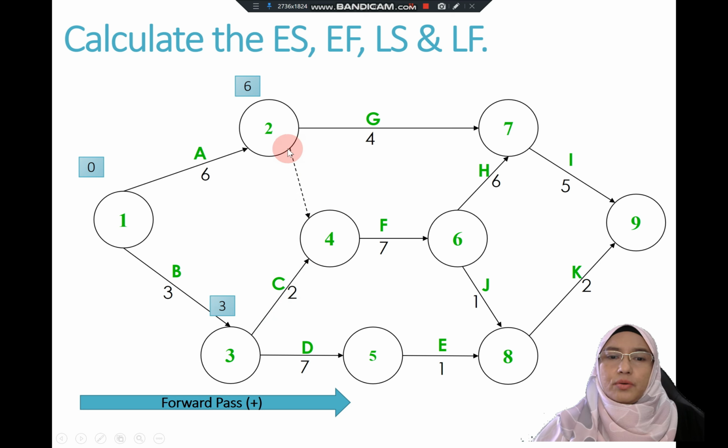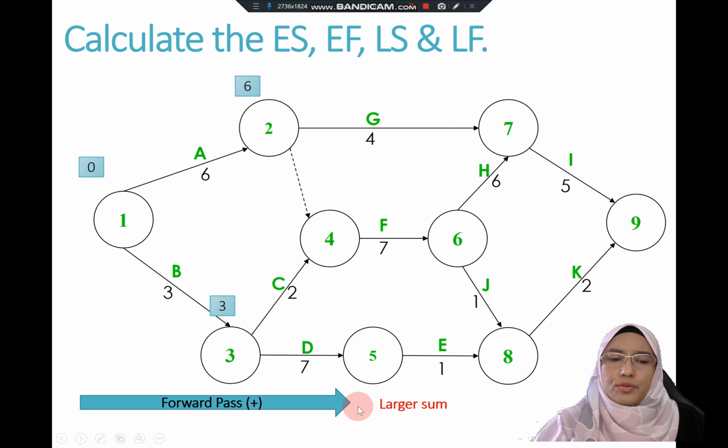And also please note that the dotted line here means it is a dummy. Dummy means that you include a dummy when you want to make the network diagram more logical. I'm going to explain to you in detail what a dummy is in the next class. So at the moment, let's take the dummy as a 0 duration. So 6 plus 0 is 6 and 3 plus 2 is 5.